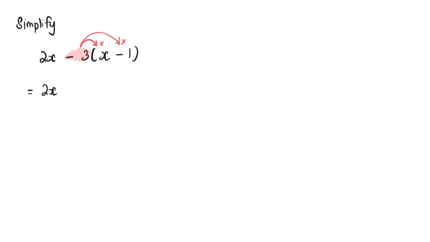So negative 3 times x will be negative 3x. Negative 3 times negative 1, positive 3. And after that, we just need to simplify the terms. 2x minus 3x, negative x. Not forgetting the positive 3. And this will be the answer for this question.